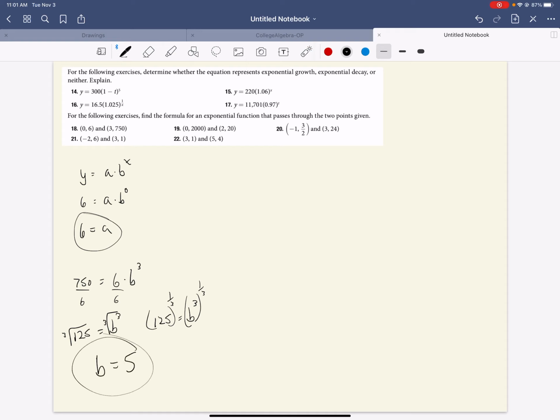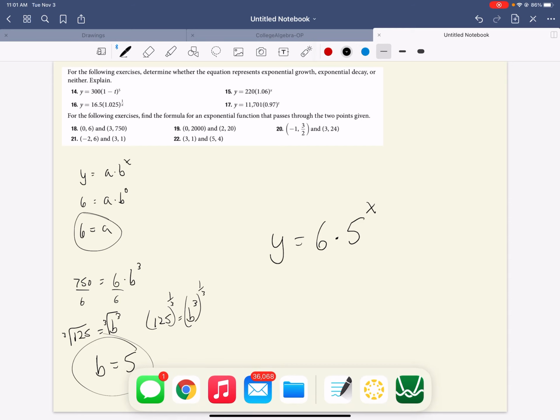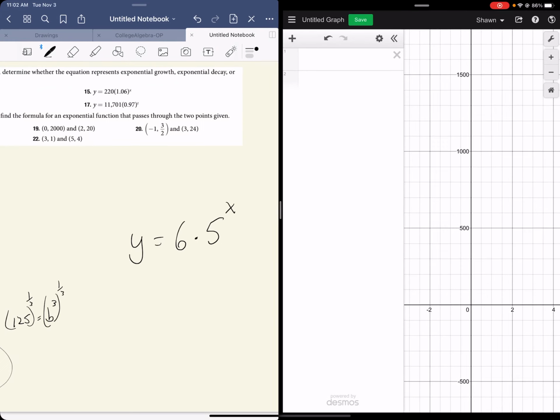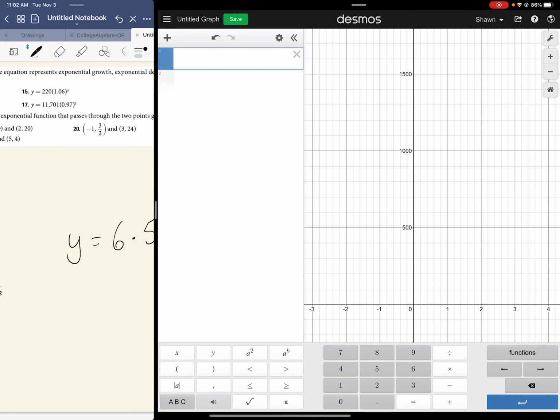And now that I know a and b, like I said, I need a, I need b, so I have everything. So I think the answer should be a, which is 6, times b, which is 5, to the x power. So that's going to be our answer. And so I want to show you right now what that looks like. So I'm going to say 6 times 5 to the x, and there is the problem.